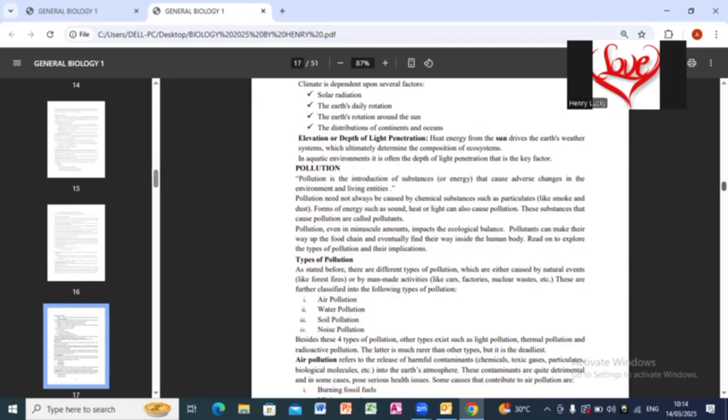Then we'll move to pollution. Pollution is the introduction of harmful substances or energy that causes adverse changes in the environment and living entities. Now, what are these substances we are talking about? Toxic chemical substances in the environment, where companies release chemicals, and people extract from natural resources. Their negative effects on the environment is what we look at as pollution.